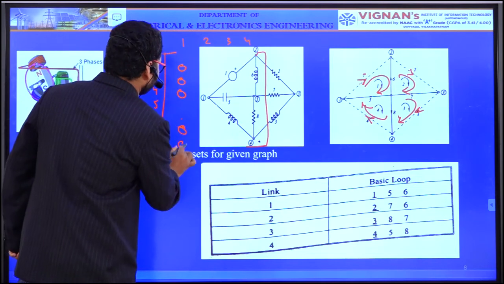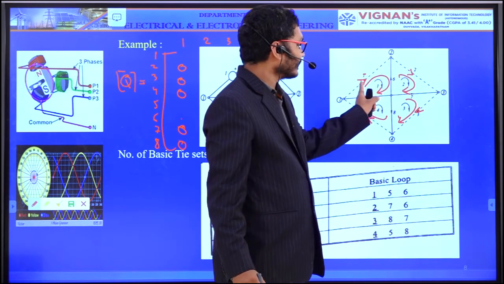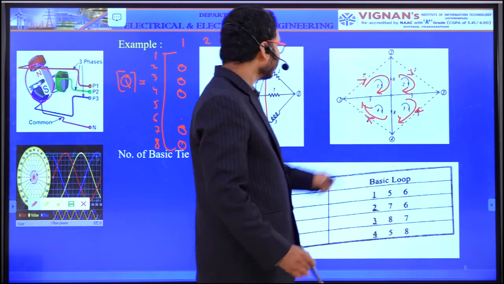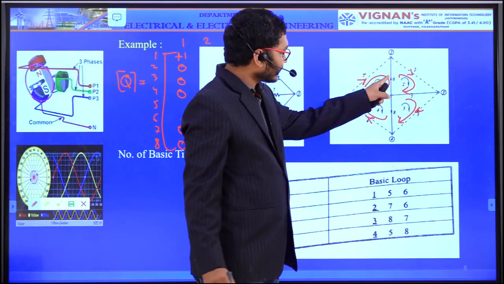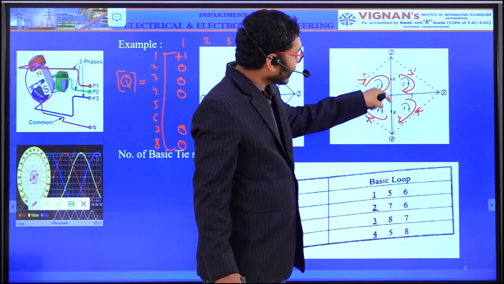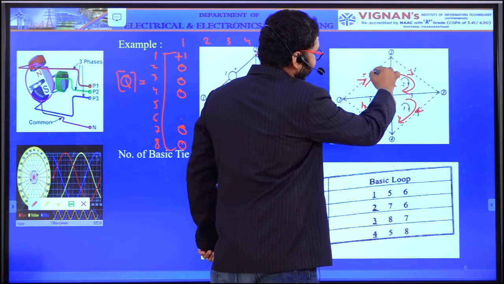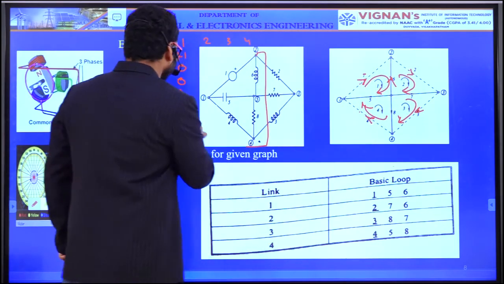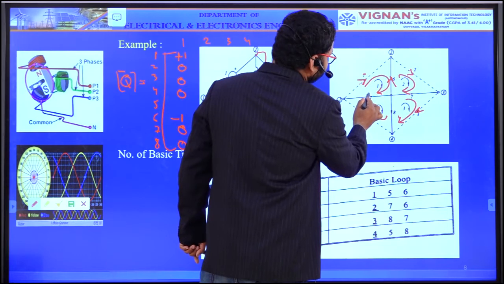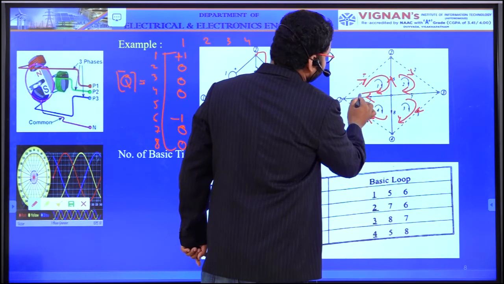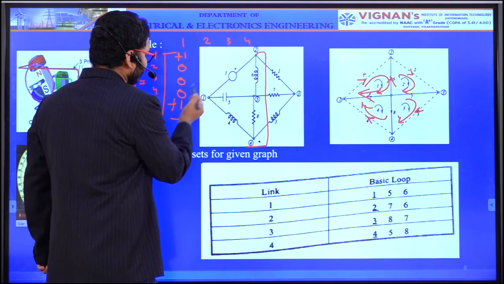For branch 1, it is the same as the tie set direction, which means plus 1. For branch 6, it is opposite: the branch direction is like this, but the tie set direction is opposite to this, so this is minus 1. What about the 5th branch? The branch direction is like this, and the tie set direction is also the same as the branch direction. That's why it is represented as plus 1.